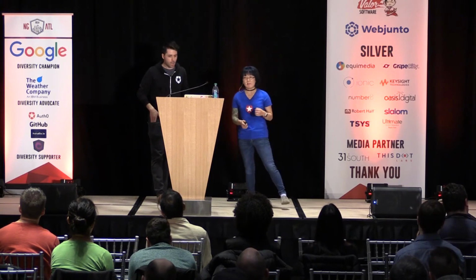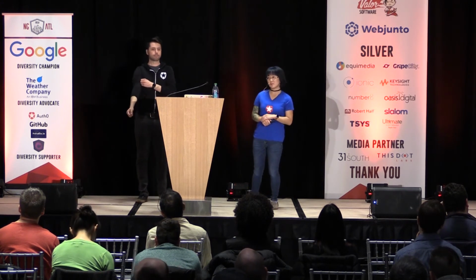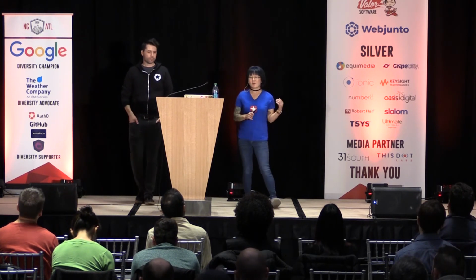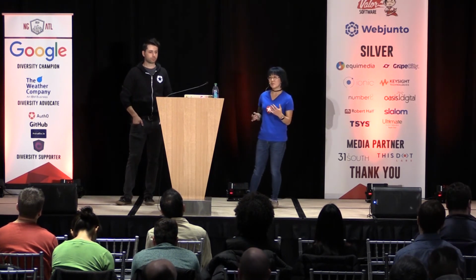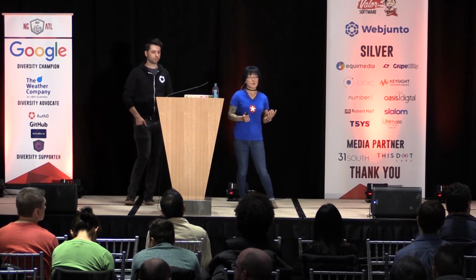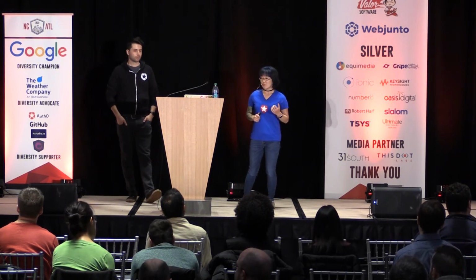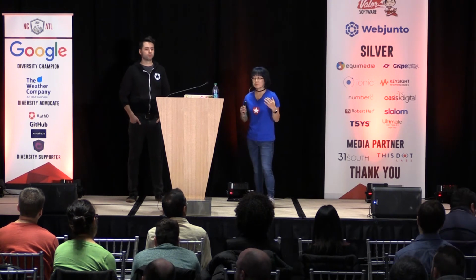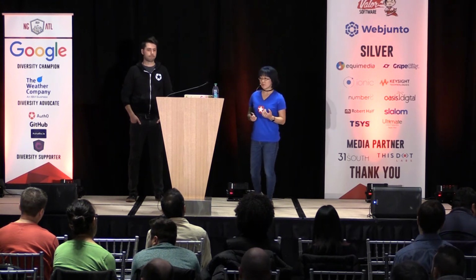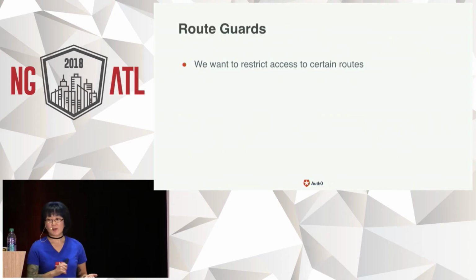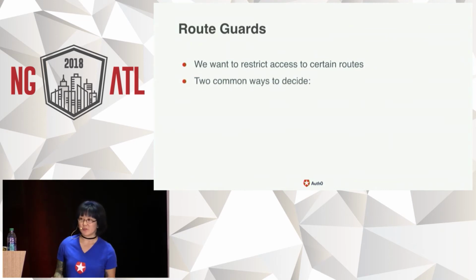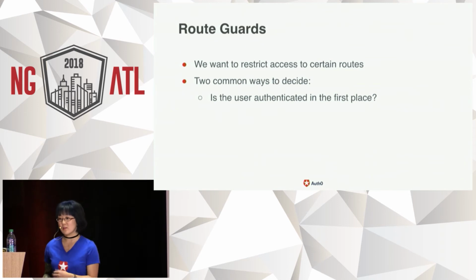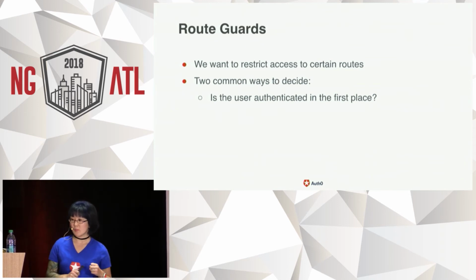So the second tool that we have at our disposal when we use Angular is route guards. So route guards are also services. They're services that we can tell the app to run when the user requests a route. We would want to use route guards when we want to restrict access to certain routes. So there's a couple of common ways to decide whether or not a user should have access to a route. Probably the most common way is, are they authenticated or not? Are they logged in at all?